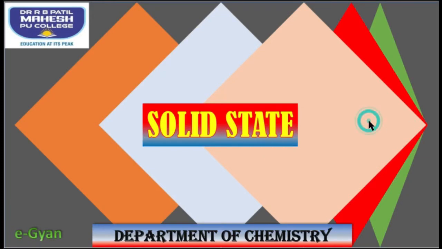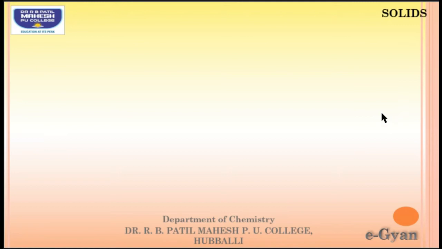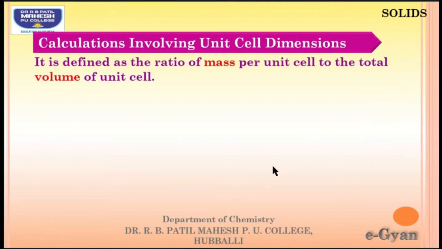Hello students, in today's class we are going to study the calculation involving the unit cell dimensions. Density is defined as the ratio of mass per unit cell to the total volume of the unit cell. That's nothing but density, numericals based on the density.